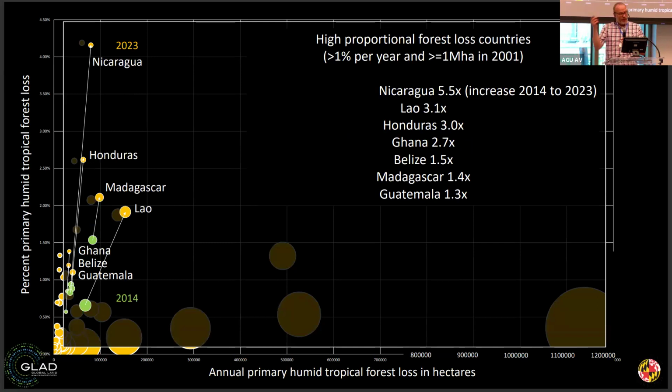There's another category of countries that have high percent loss. So Nicaragua, in 1 year, cleared 4% of its old growth, dense, humid tropical forest. These countries are really representing a cleanup operation. The proportion of protected areas and indigenous reserves that contribute to their total area loss is much higher, because the fragments that are left have a lot of pressure on them. They're very likely, in some contexts, to be nominally protected, and then they get included in the conversion process.